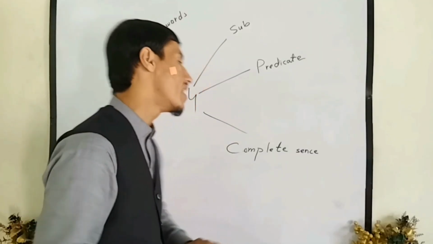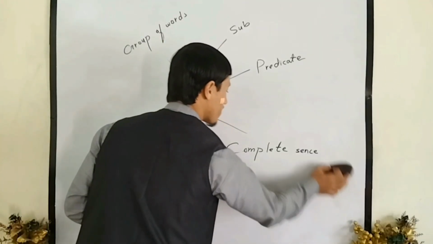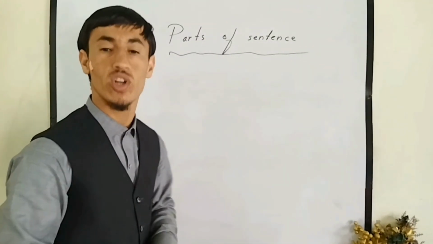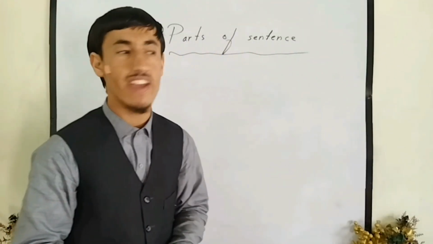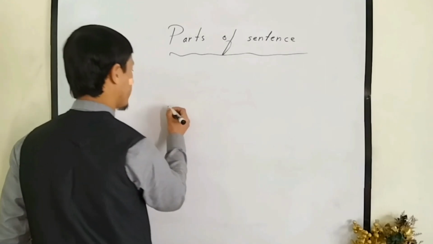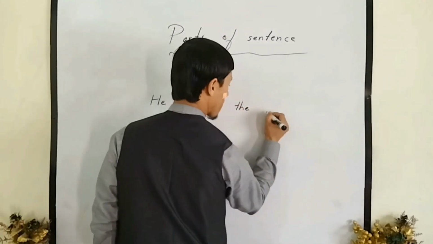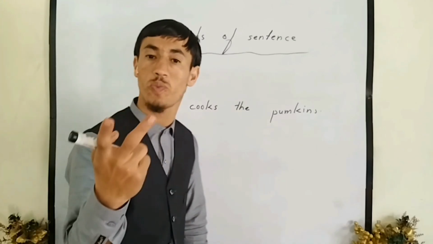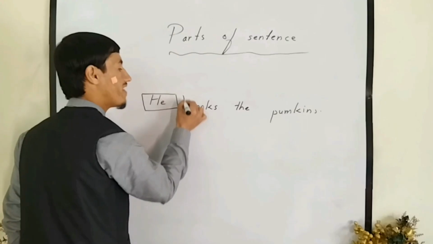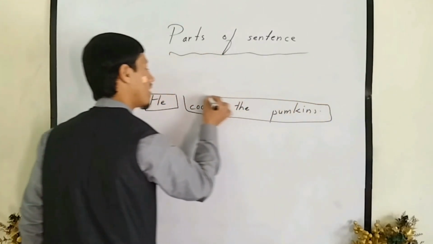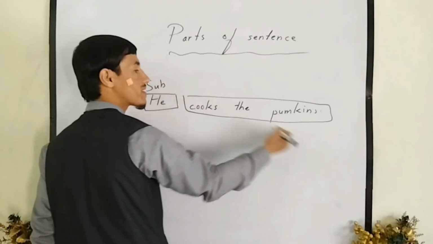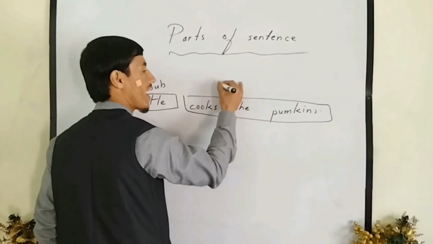Got it, dear learners? All right. So let's talk about the parts of a sentence. Parts of a sentence. What are the parts of a sentence? This is very easy. Let's learn. A sentence consists of two parts. The first part is called subject, and this is a subject, and the second part is called predicate. This is a subject, and this second part is called predicate.